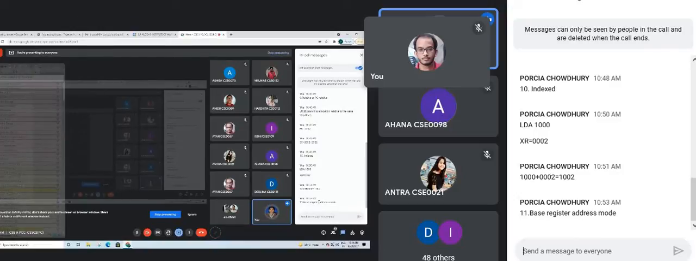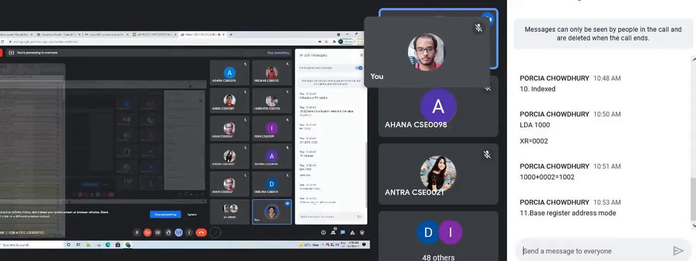Now suppose I want to change the program's memory location, then we need base register address mode. That's why it's called base register. It will change the base register of the program. Whatever offset value is given, that will be added with the base register's value, and after adding, whatever value we get will be the new address of the program. So that is base register address mode.